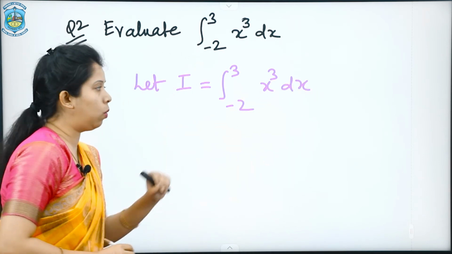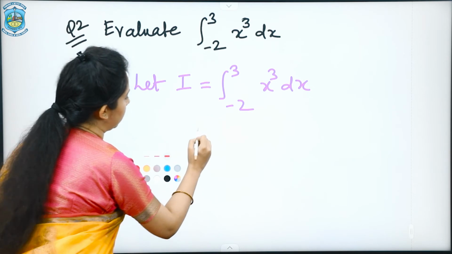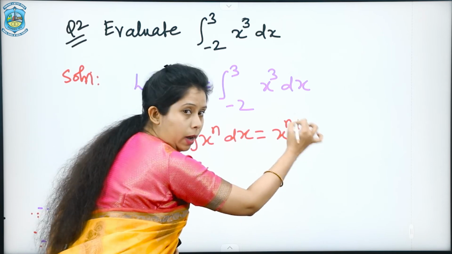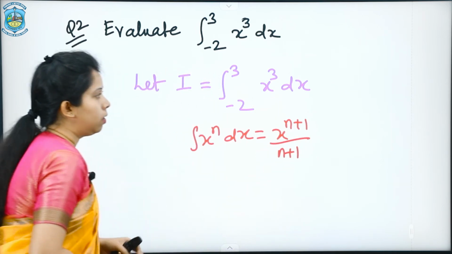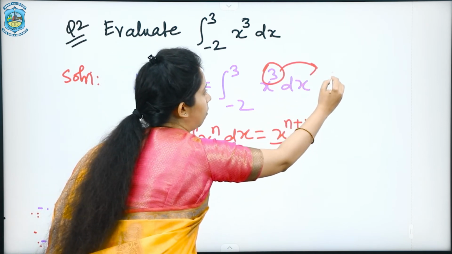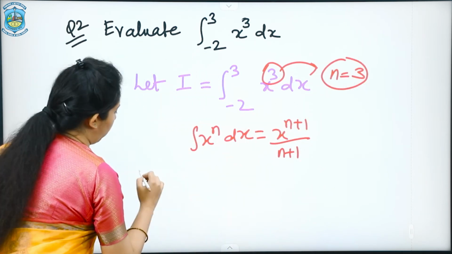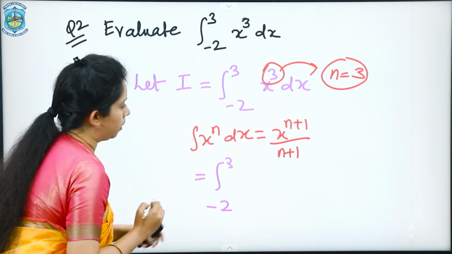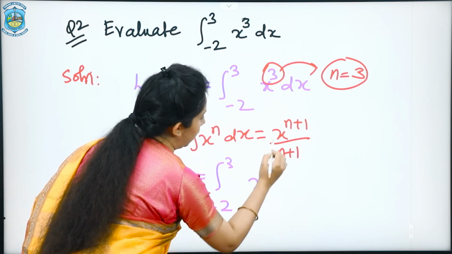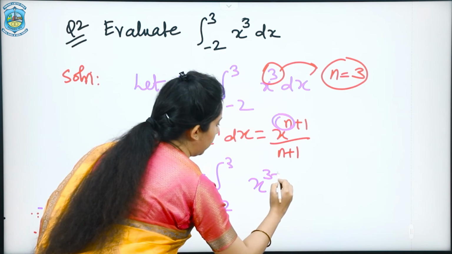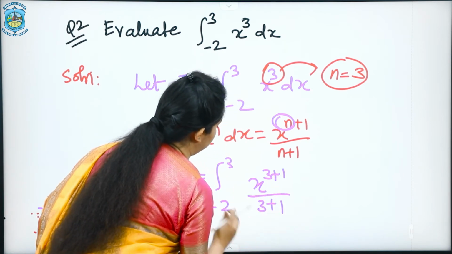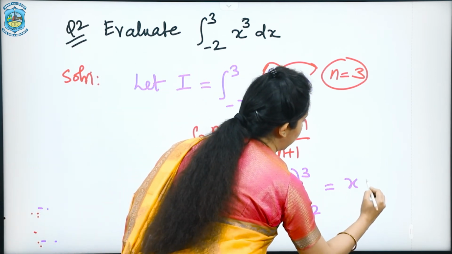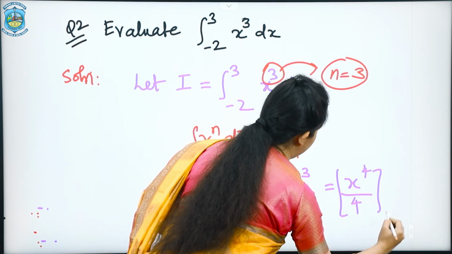Now we will use the power rule of integration, which is integral x raised to the power n dx. This is equal to x raised to the power n plus 1 divided by n plus 1. So here in this particular function, the value of n is 3. So while integrating, we will get, the limits are minus 2 to 3, x raised to the power, here n is 3, so we put n as 3, so we will get 3 plus 1 divided by 3 plus 1. For the limit minus 2 to 3, which is equal to x raised to the power 4 by 4, for the limit minus 2 to 3.